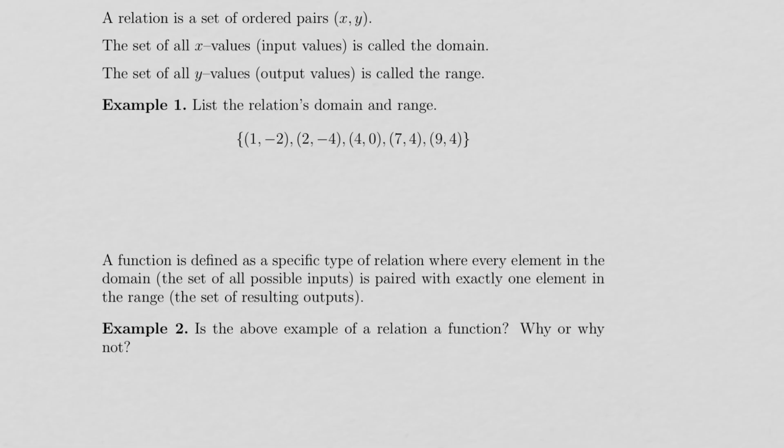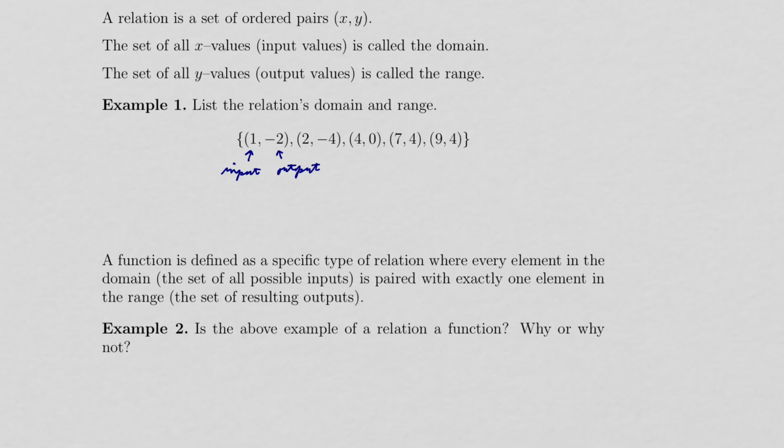It's a set of ordered pairs, where the set of all x values, which are the input values. So you can think of for each ordered pair, the first number is the input value, and the second number is the output value. Well, the set of all input values, or x values, is called the domain, and the set of all output values, or the y values, is called the range. So in this case, they're asking for what is the relation's domain and what is the relation's range.